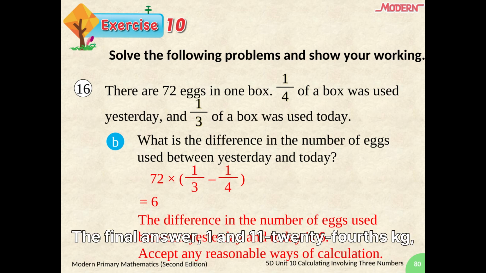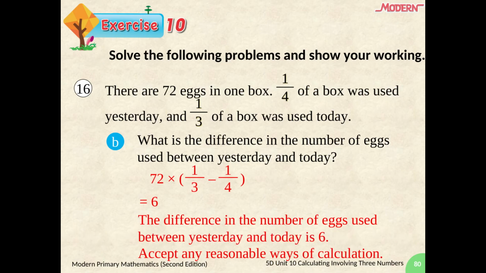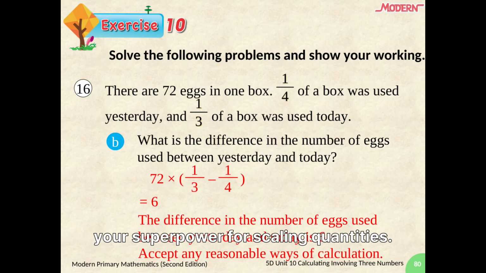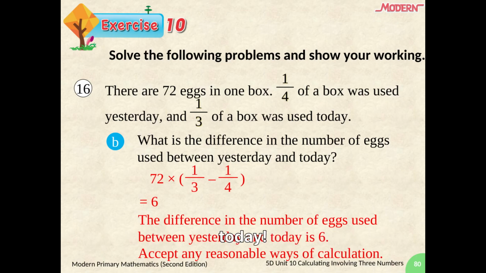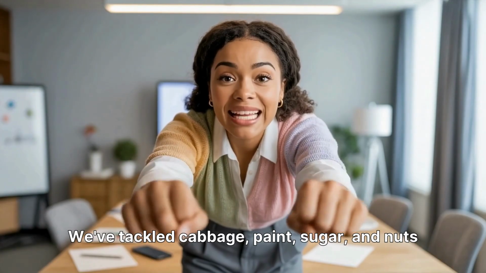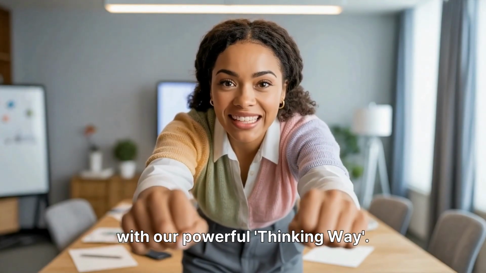The final answer, 1 11/24 kg, is perfectly precise. This unitary method, find one, then find many, is your superpower for scaling quantities. You've solved a great variety of stories today. Section 11 is complete. We've tackled cabbage, paint, sugar, and nuts with our powerful thinking way.